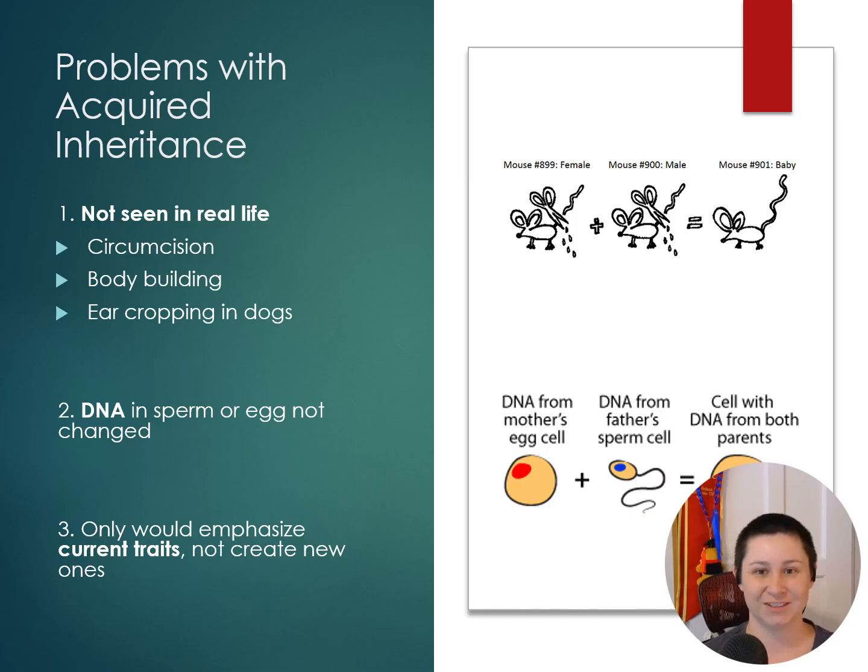Also, ear cropping in dogs, right? We do this on Dobermans, or we sometimes clip tails in breeds that have problematic tails. Their offspring don't have clipped tails and clipped ears. They still have them all the same. So these were some problems with Lamarck's ideas, and something that Darwin did fix with his new ideas, but at the time, this was the prevailing idea until Charles Darwin came around.